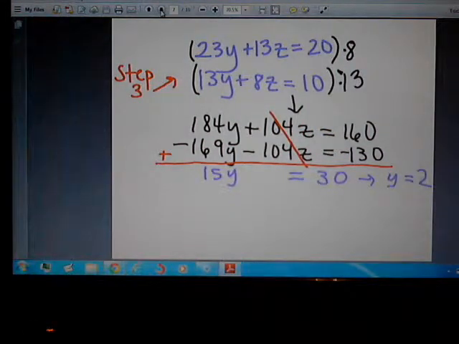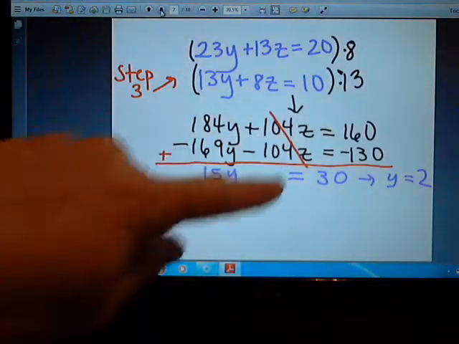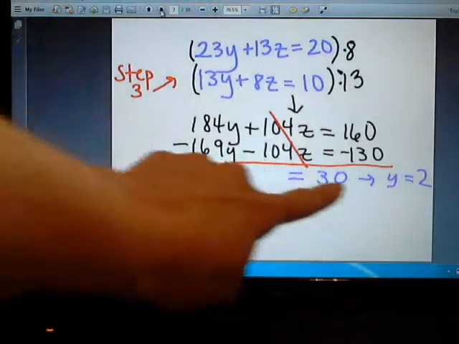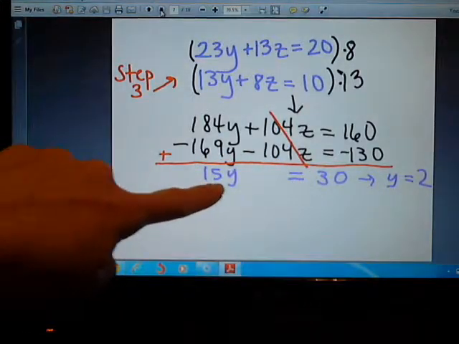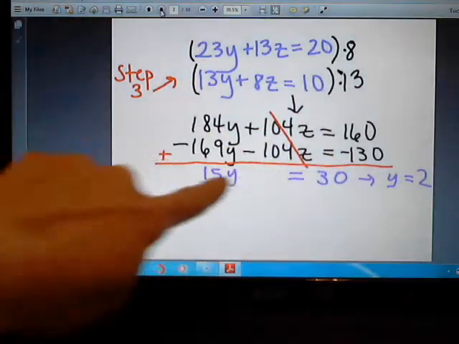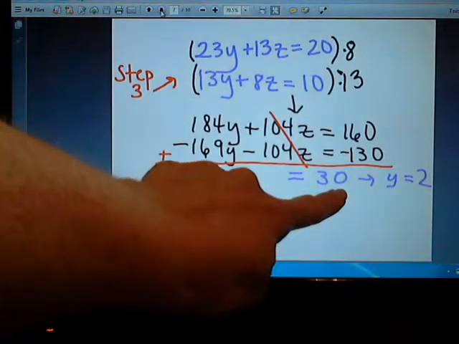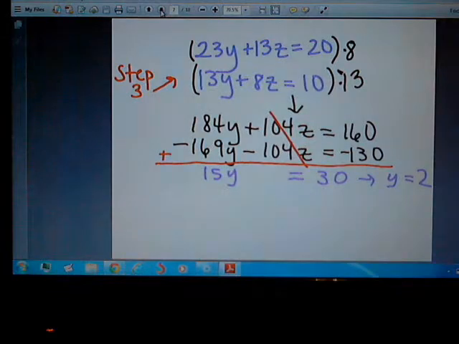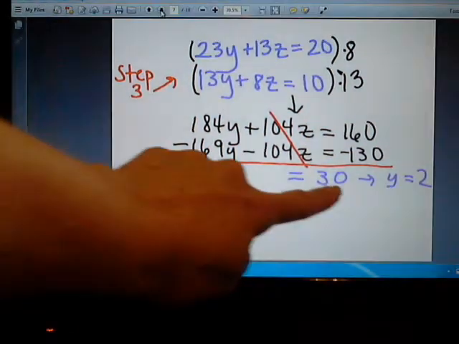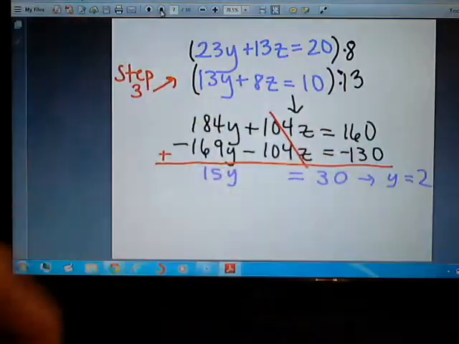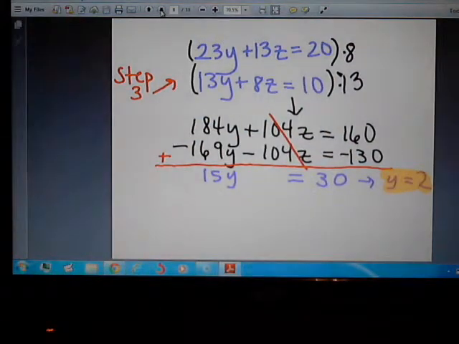That's my outcome. 104, negative 104. When I add them together, at least I end up with something that's a little bit reasonable. 15y equals 30. So what did I end up doing here? I divided out by 15 so that y equals 2. I didn't show that step, but you know how to get y by itself. This is multiplying, so I divide. I get y equals 2. I have it highlighted now.